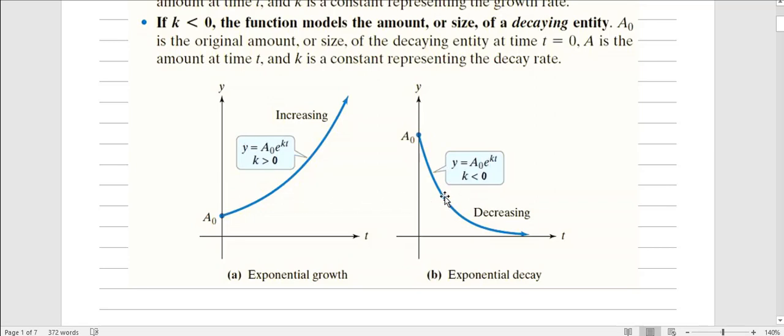Now, when k is negative, we have exponential decay. So if you are at a point on the graph and you move to the right, you now have to go down to return to the decreasing function. So whenever a function is decreasing, or whatever portion of a function is decreasing, if you're on the graph and you move to the right, you have to go down to return to the graph.